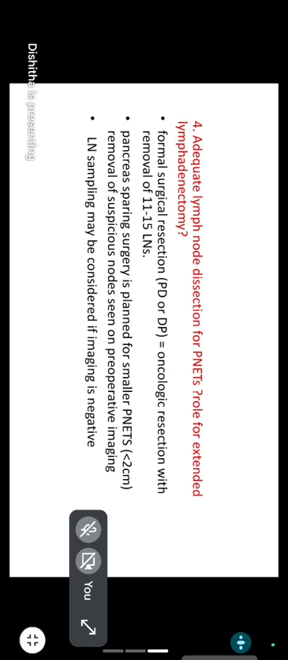Unless there's some lymph node that shows uptake in preoperative imaging, that needs to be removed. But in NANET, they had given removal of 11 to 15 lymph nodes. And if you're doing a pancreas-sparing surgery, like in case of smaller NETs, like enucleation or anything, then the suspicious nodes need to be removed.